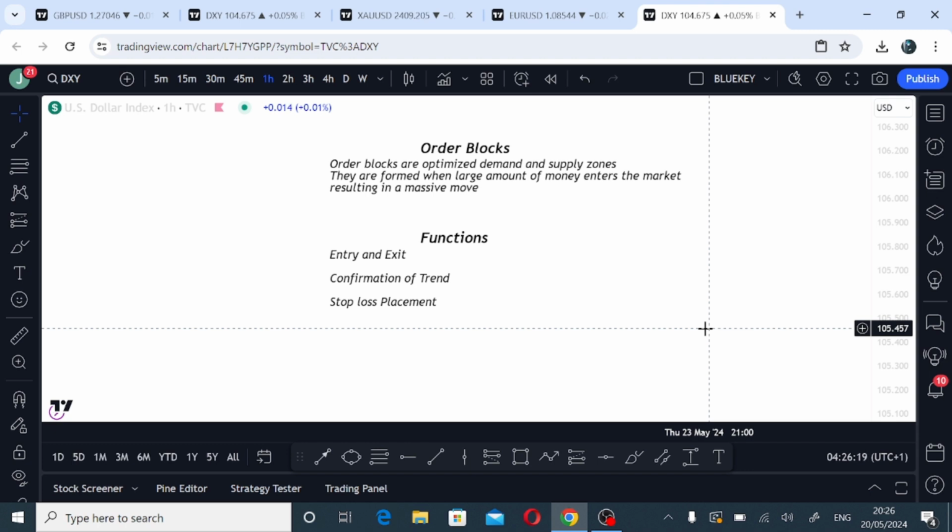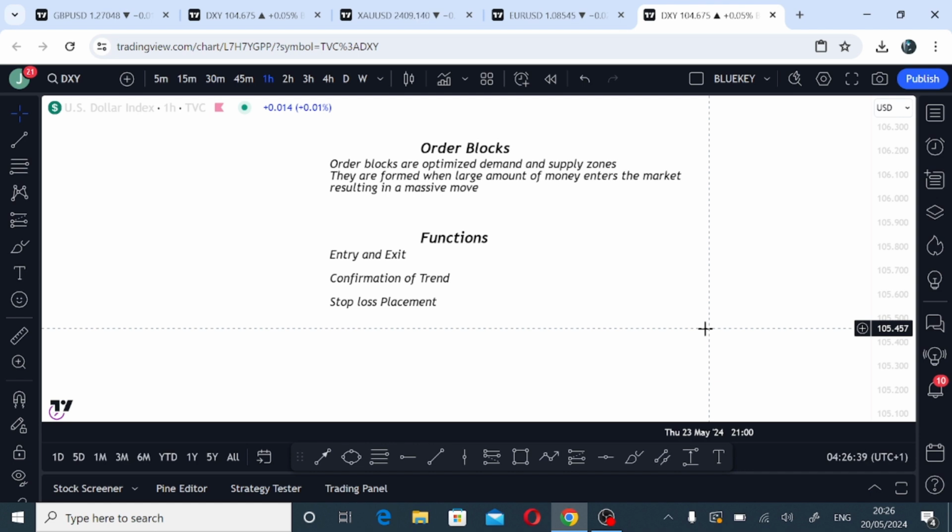So you will use it for different functions, basically for entries and exits, right? You can see an order block and decide to use it as an entry, because whenever the market goes to mitigate an order block, there is usually a reaction, right? It's either a positive reaction or a negative reaction, right?